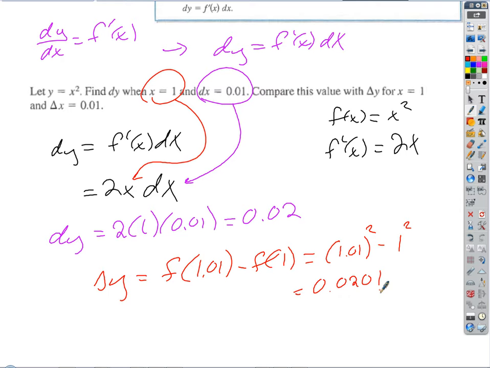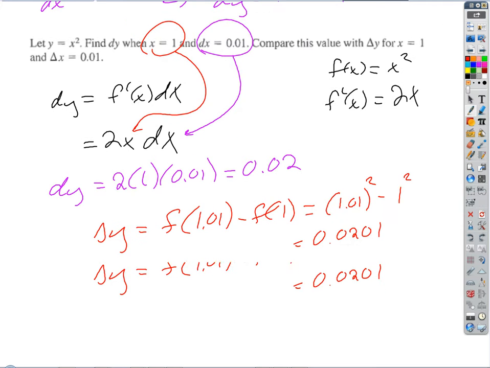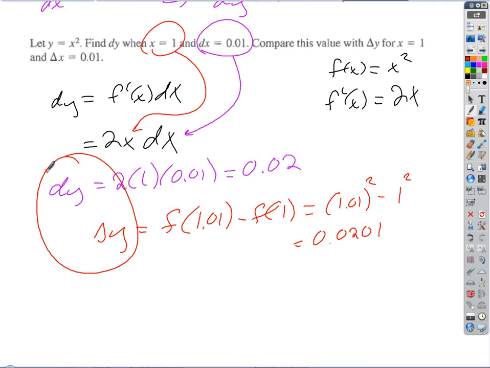So what's that tell us? Well, it tells us that the differential approximation is pretty good, right? This differential approximation is really just saying that delta y is approximately equal to dy, which is 0.02, right?